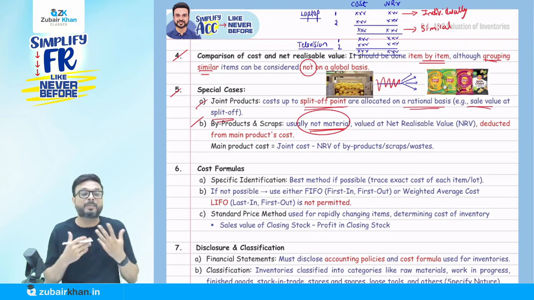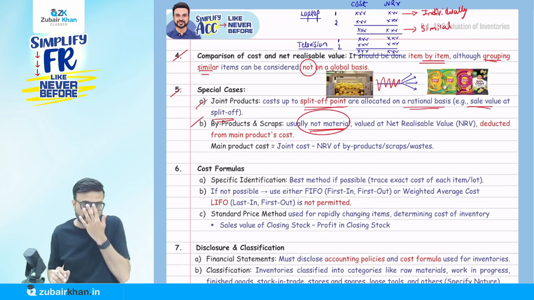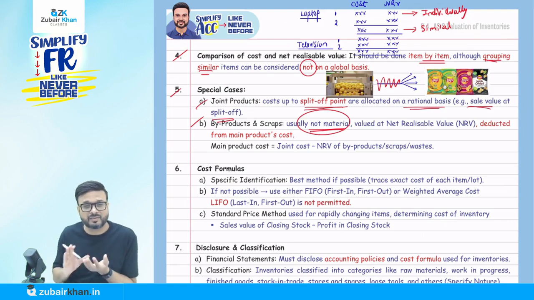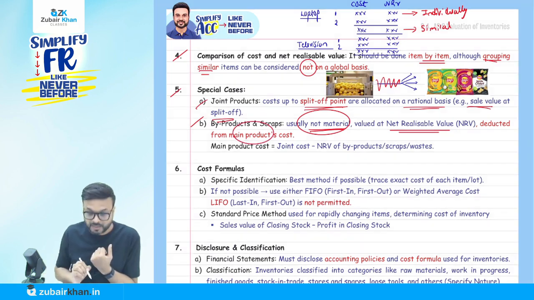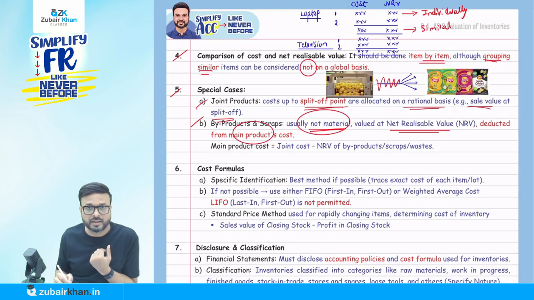Byproduct generally we don't want to manufacture, but suppose it happens. Because of that byproduct, which is generally not material, we do the valuation at NRV, and that NRV of the byproduct has to be deducted from the main product. So they say, whatever the main product cost is, that's the figure.